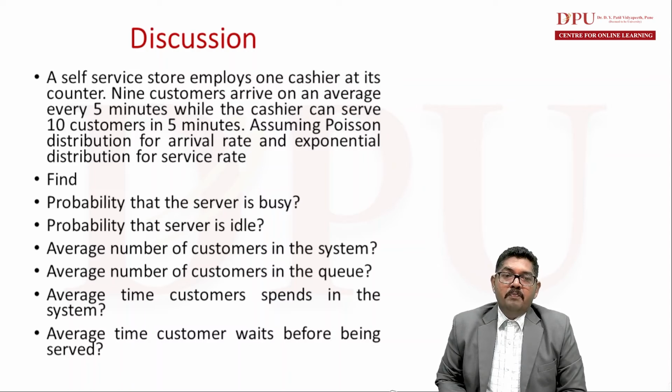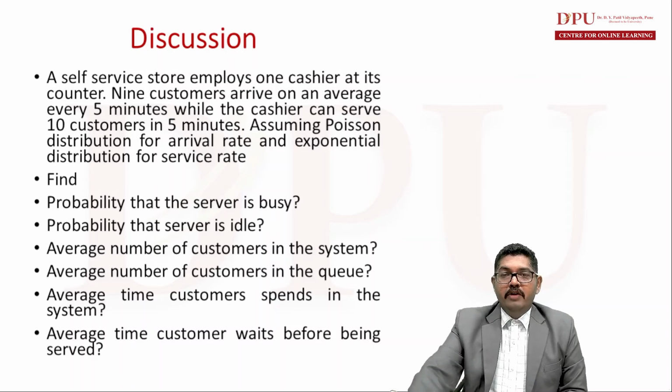Then find the probability that the server is busy. We have to calculate the probability that the server is idle. We have to find the average number of customers in the queue and in the system, the average time a customer spends in the system, and the average time a customer waits before being served. So all these things we have to calculate.